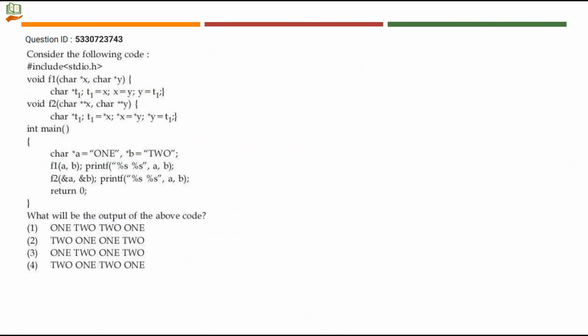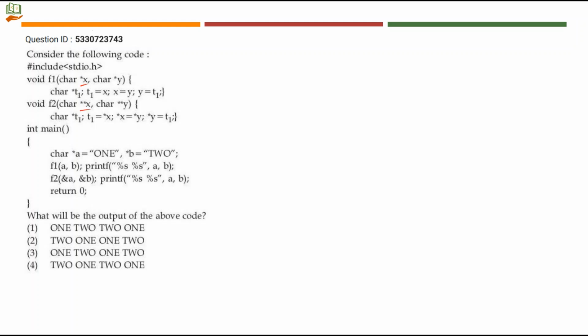Next question. Consider the following code. We are once again into C code. Here they have given 2 functions, F1 and F2. We will get into the main function. We have 2 character strings. One is A, which has the value 1, and the other one is B, which has the value 2. So what is this star x star x?